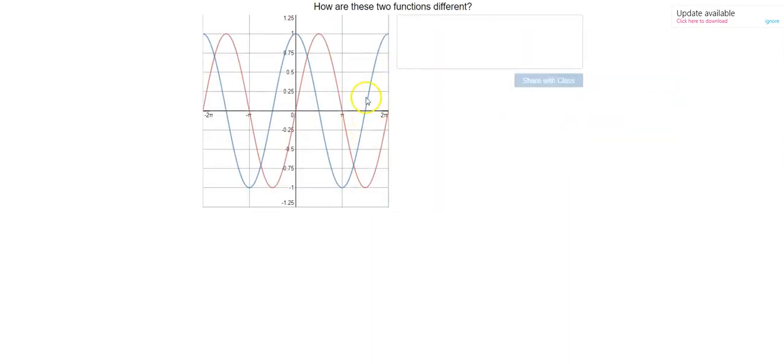And then the only way they're different is, well, when I start paying attention, the cosine starts at the highest point, goes all the way down to the lowest, and finishes here. So cosine, this is its shape, where sine starts in the middle, goes up, down, and comes back here. So that's the only difference I see.